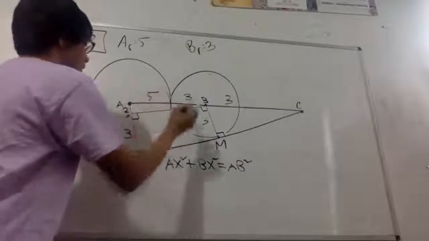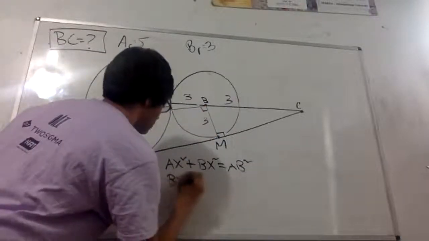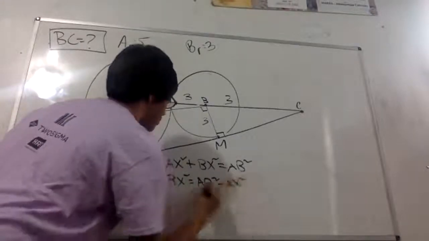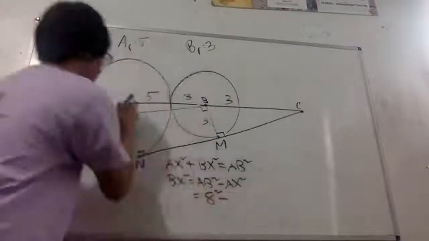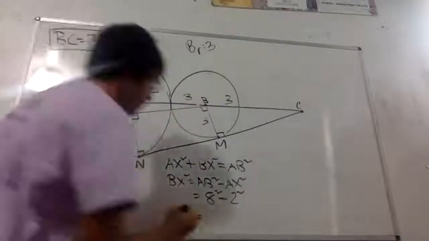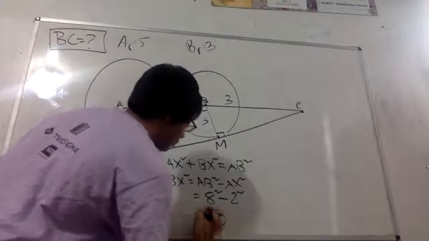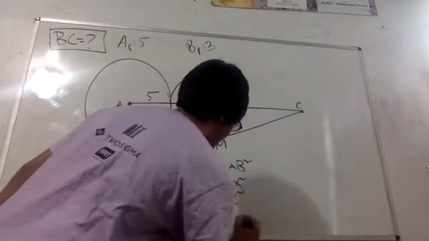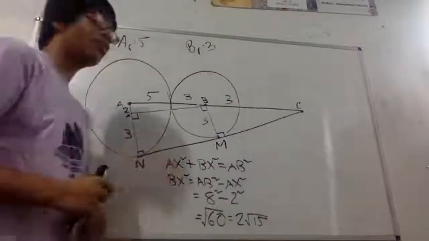So that means BX squared is equal to AB squared minus AX squared. And AB squared is simply 8 squared, minus AX squared is simply 2 squared. So we're going to have 64 minus 4, which is 60, meaning that AX is going to be the square root of 60, which is the square root of 4 times the square root of 15, which is simply 2 root 15. So what does that mean?